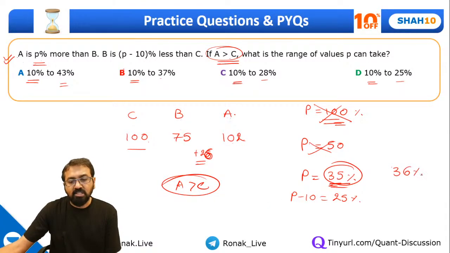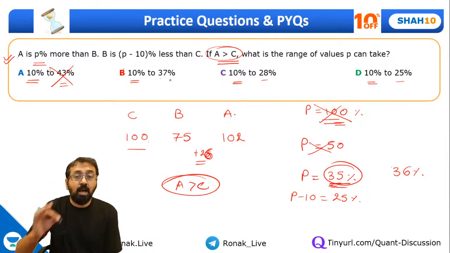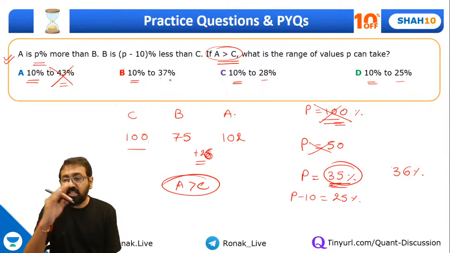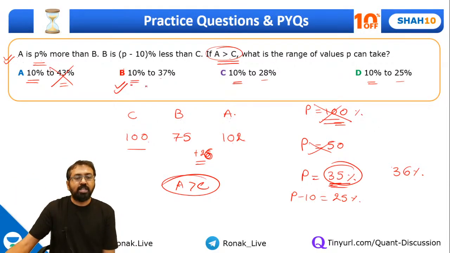So can I say for 36% it may be possible? Now check the option. So this option is not true. Which option has upper limit between 35 and 40? So guys, it's only option B. So that's why we'll tick mark option B for this question.